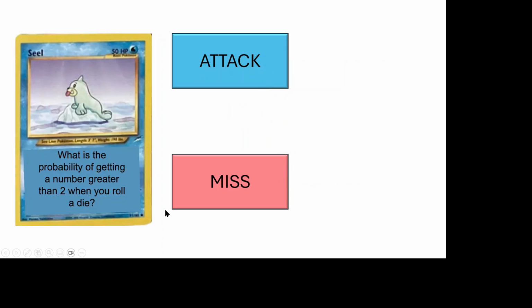Next, what's the probability of getting a number greater than 2 when you roll a die? Okay, so the numbers greater than 2 include 3, 4, 5, and 6. So there are 4 in total. And there are 6 numbers in a die. So 4 over 6 is 2/3 when simplified.